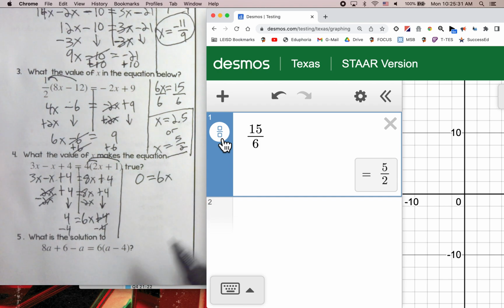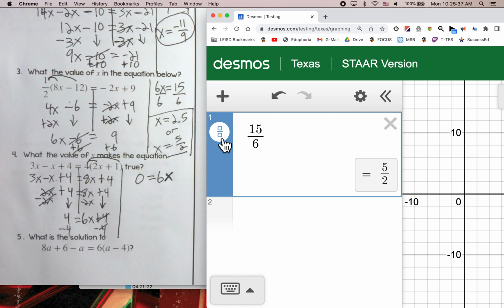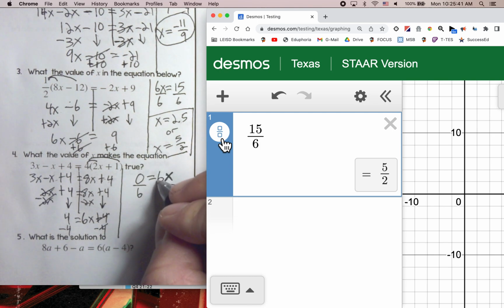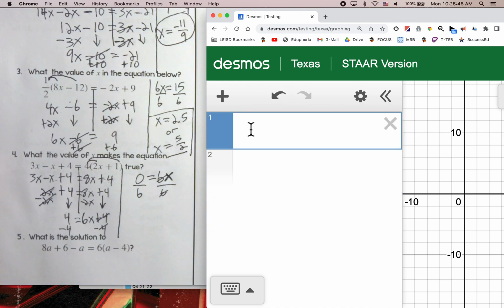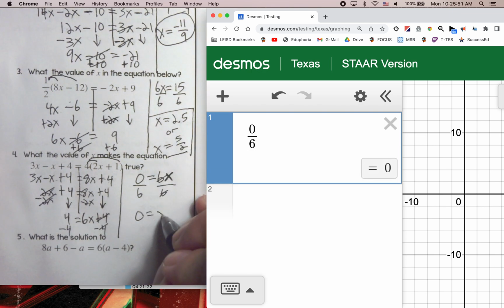Then finally, after we get the constants on one side, now we're going to divide. So I'm going to divide both sides by 6. 6 divided by 6 is 1. And 0 divided by 6 is 0. So 0 equals x, or x equals 0. Same thing. Okay?